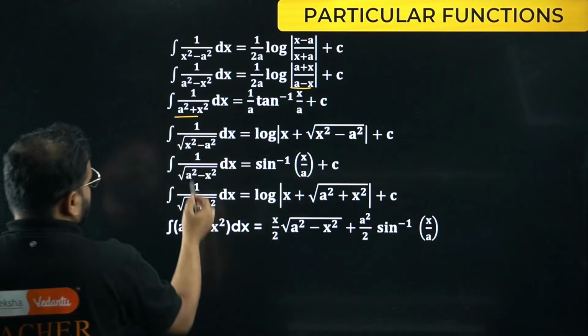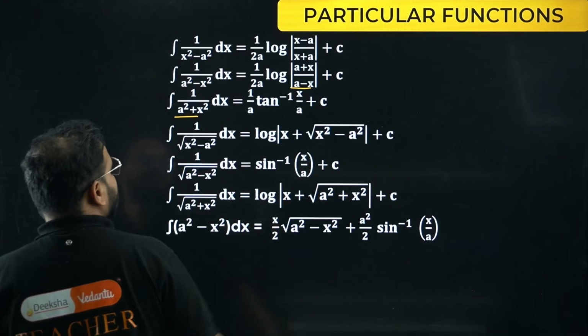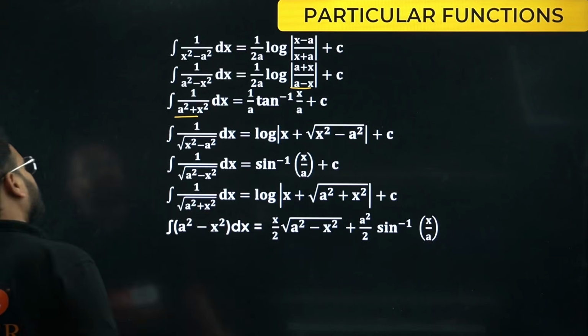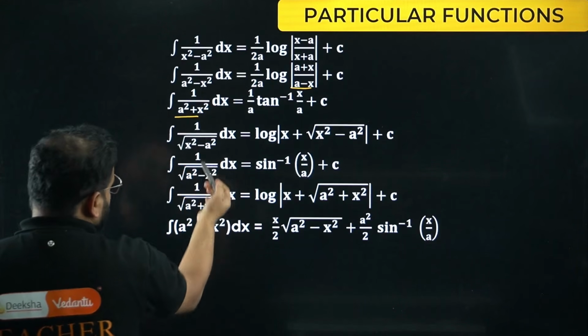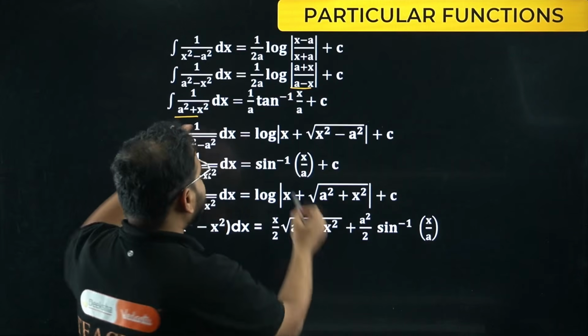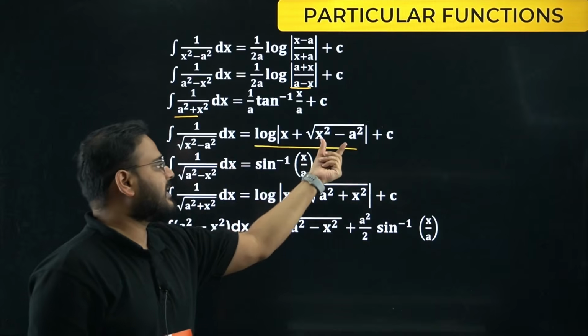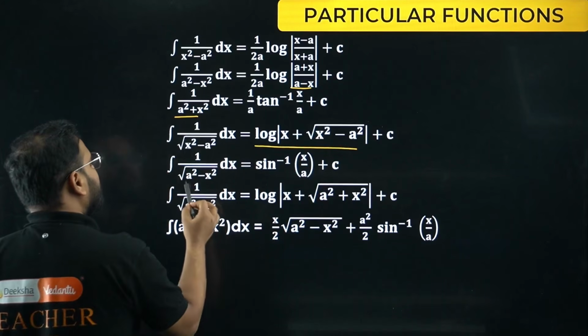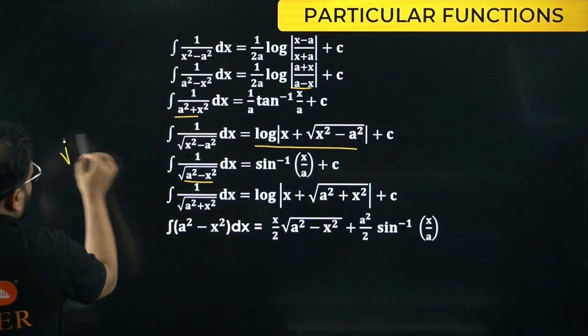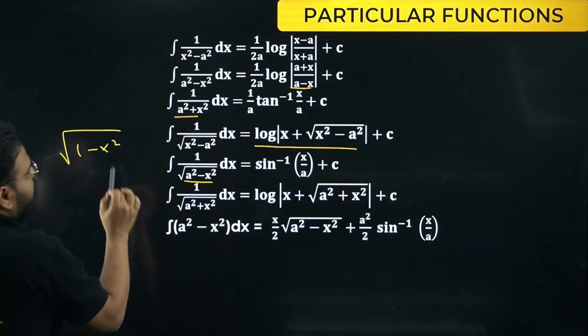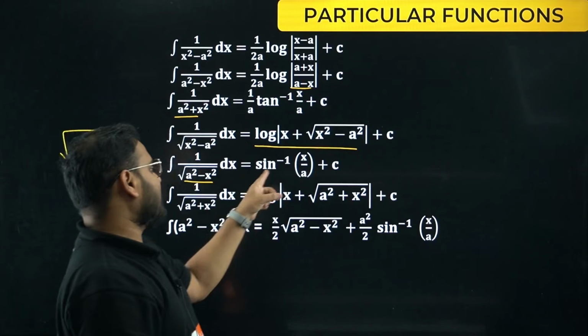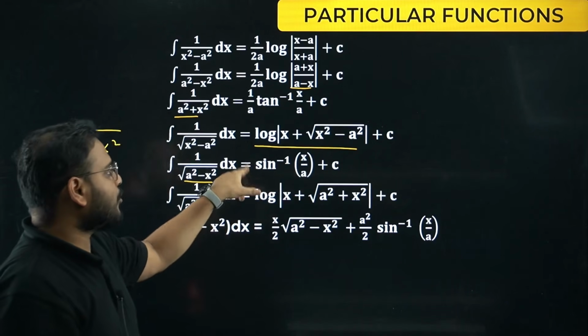Yes, when I have this log of x plus root of x square minus a square. So when I have this x square minus a square, what will happen? You'll have log of x plus root of x square minus a square. Same root will repeat. Same case, if you have this, it looks like this form, 1 minus x square, so simply sin inverse will come. Sin inverse of x by a, this is not going to be 1 by a over here.